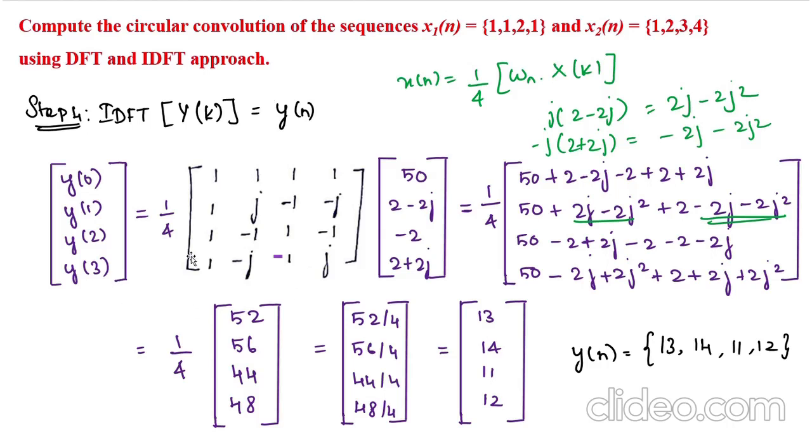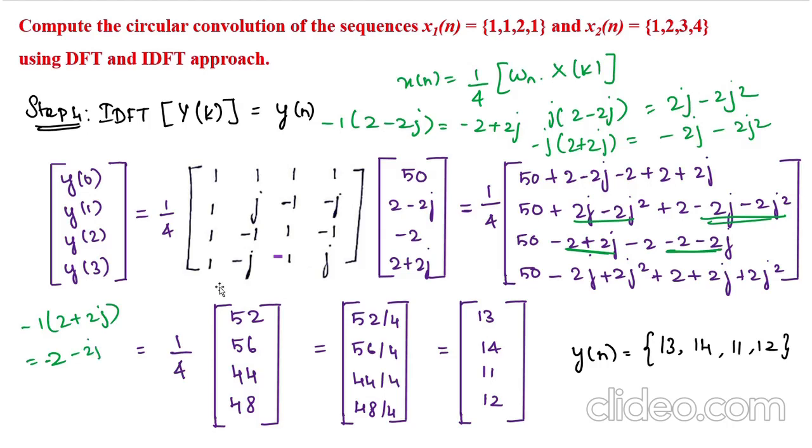Now third row. 1 into 50 is 50. Minus 1 into 2 minus 2j will be like minus 2 plus 2j. So that is what is written here. And 1 into minus 2 is minus 2. Minus 1 into 2 plus 2j will be like minus 2 minus 2j. That is what is here.